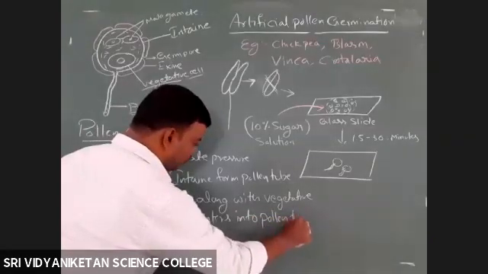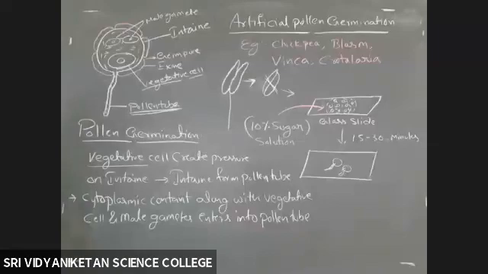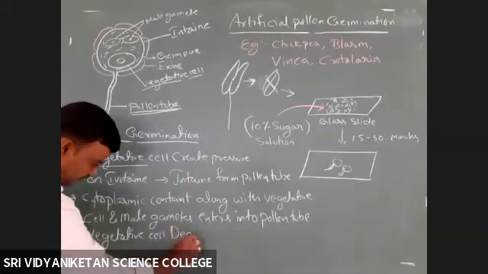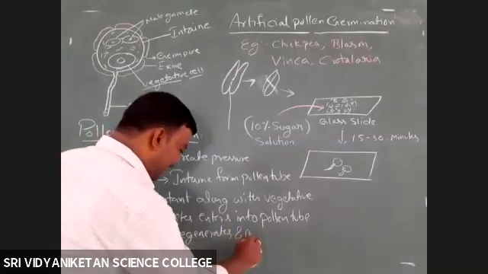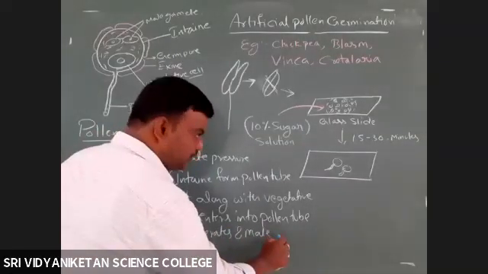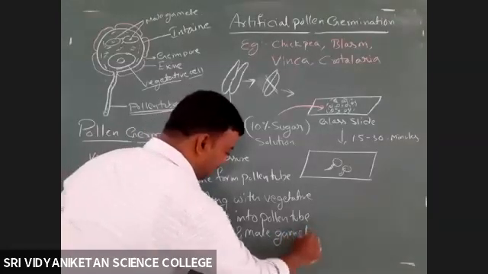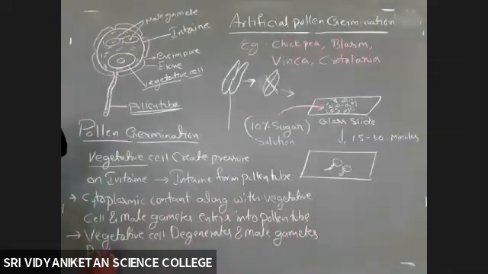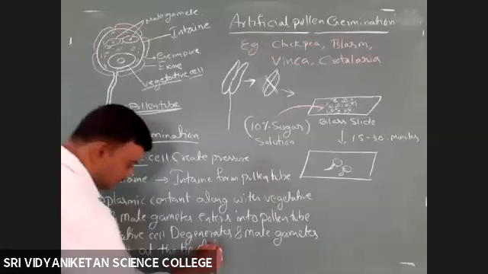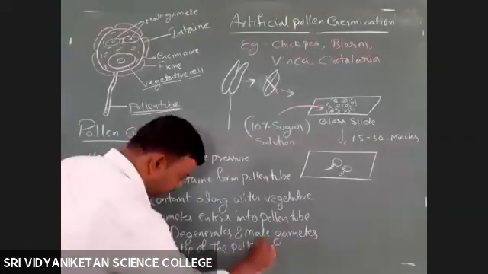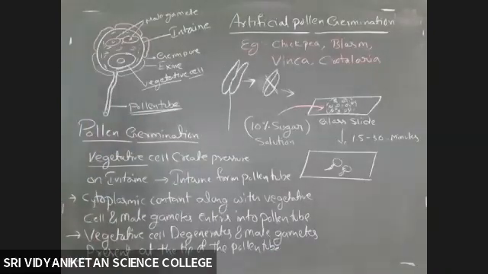into the pollen tube. During the growth of the pollen tube, the vegetative cell degenerates, and the two male gametes are present at the tip of the pollen tube. It is the process of pollen germination.